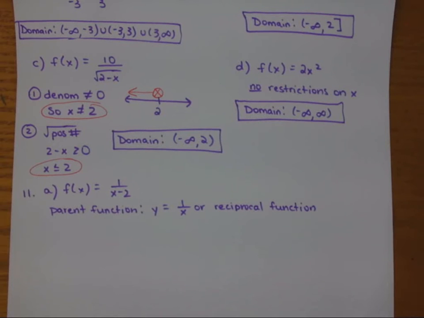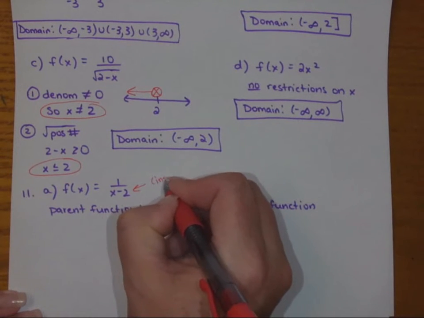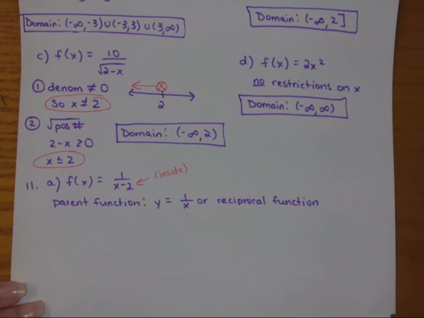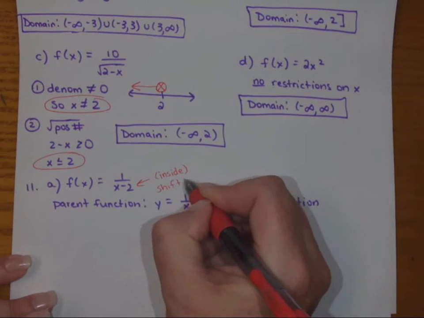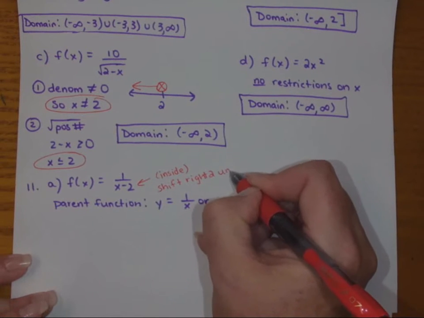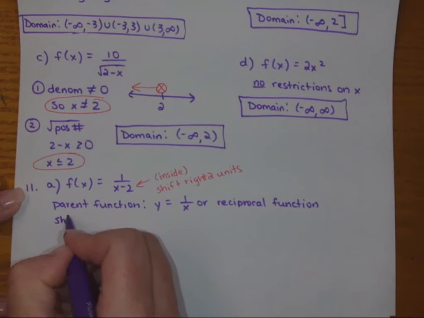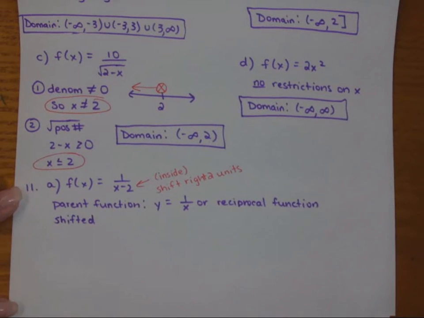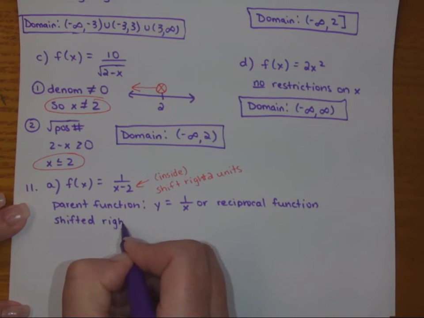You need to know either the name or what the equation looks like. Okay, but notice that we have a -2 on the inside. So notice this is on the inside, right, which means it's a horizontal shift, so this would shift right 2 units. So that would be your description. It's the reciprocal function, y equals 1 over x, but it's shifted right 2 units.